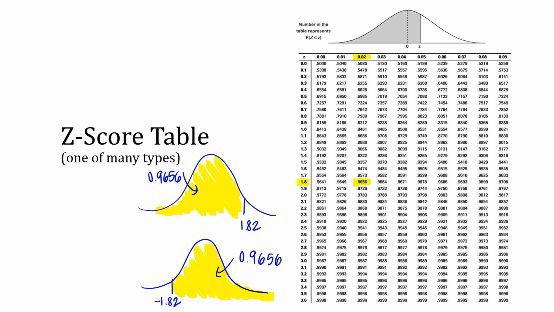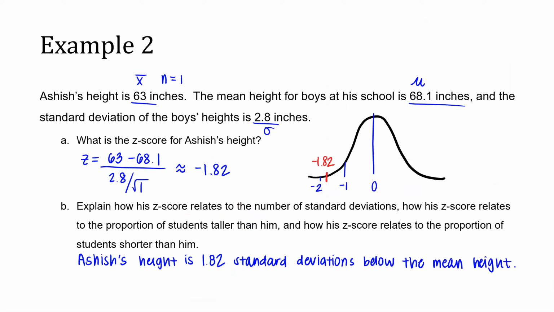So I'm going to use this information in order to answer the remaining questions for example 2. In this normal distribution curve, I know that 0.9656 of the boys at his school will be taller than him, and 1 minus 0.9656 will be the proportion that is shorter than him.